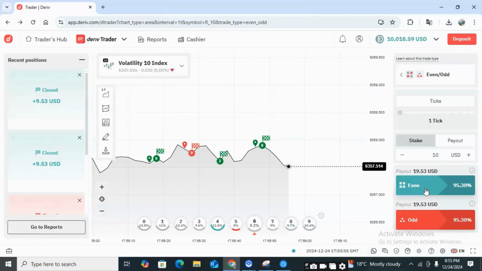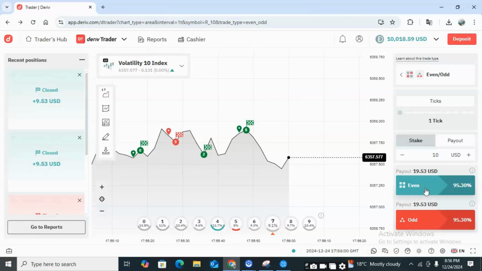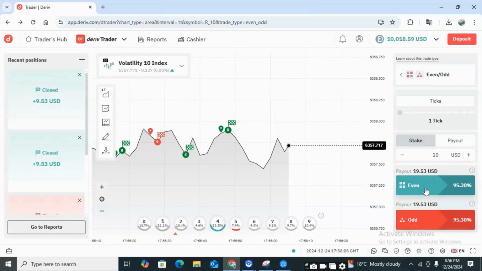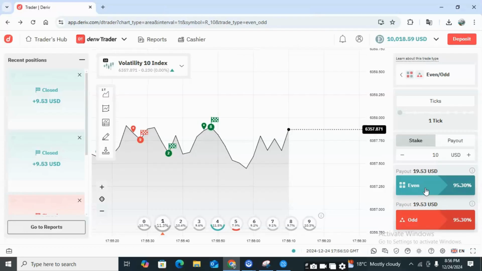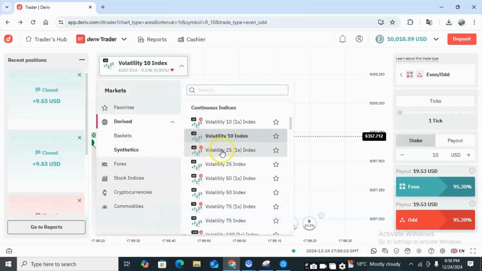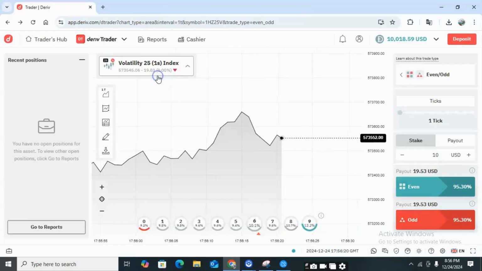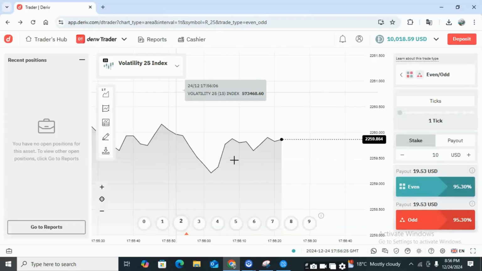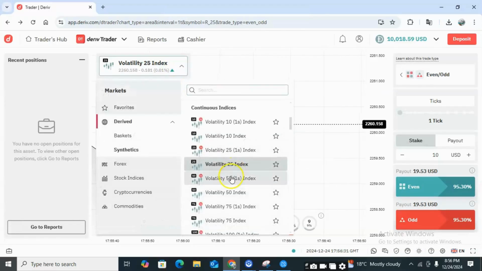For odd numbers, we are going to concentrate on digit 5. Digit 5 has to be more than 12% and still increasing, and also at least 3 odd numbers must be above 10%. So let's look for another market, one that has 5 with the green bar. Let's look until we get one.